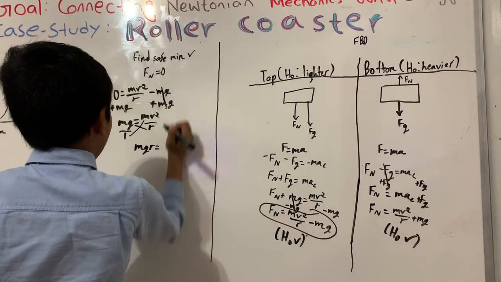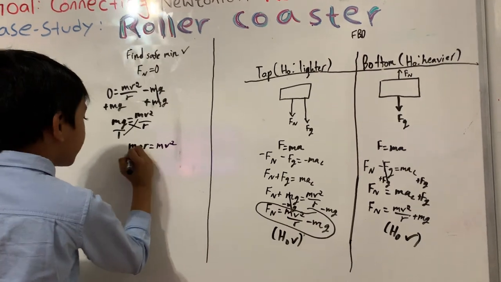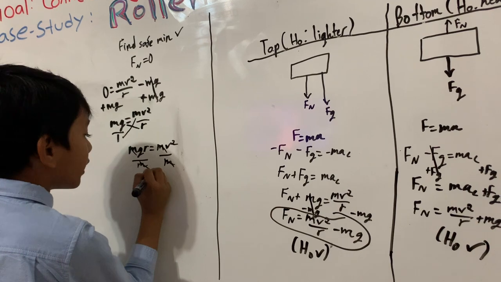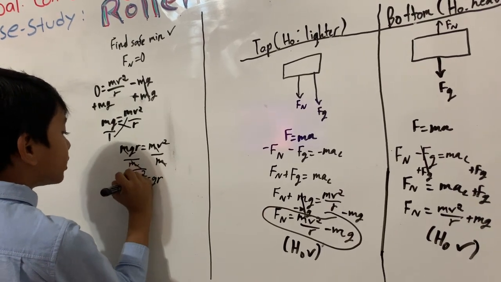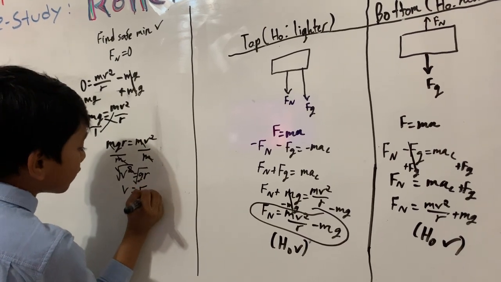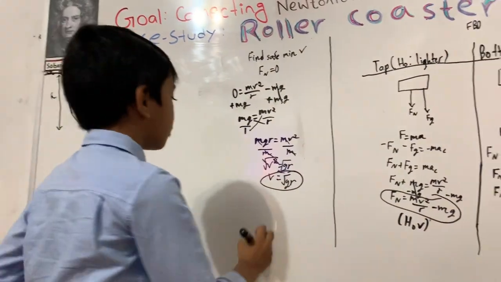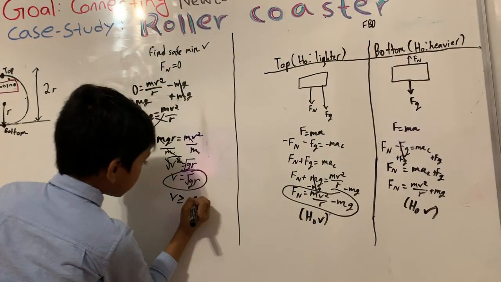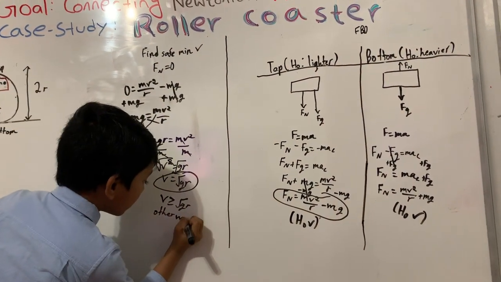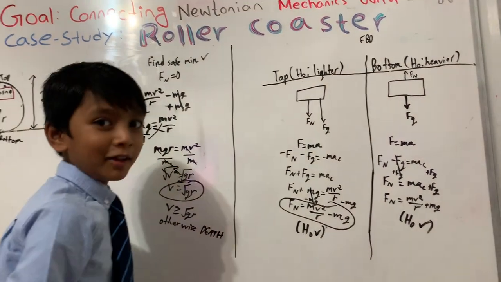So, mgr equals mv squared. Now, let's divide both sides by m. We would get v squared is gr. Now, if we square root both sides, we would get v is the square root of gr, which is the proof for this equation, v is greater than or equal to the square root of gr. Otherwise, the Grim Reaper is coming.